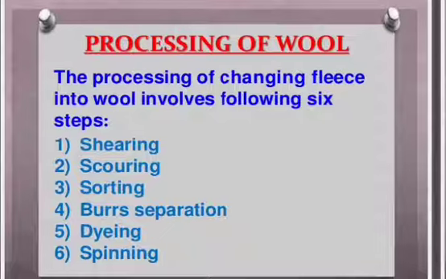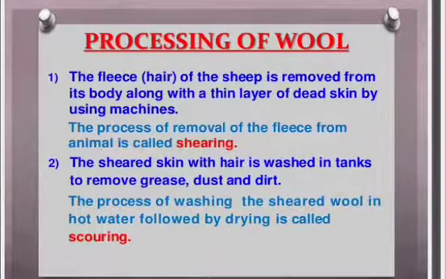Processing of wool. The processing of changing fleece into wool involves the following 6 steps. How is this fleece converted into wool? There are various steps. Number 1 is shearing, then scouring, sorting, burr separation, dyeing and then spinning. The fleece hair of the sheep is removed from its body along with a thin layer of dead skin by using machines.